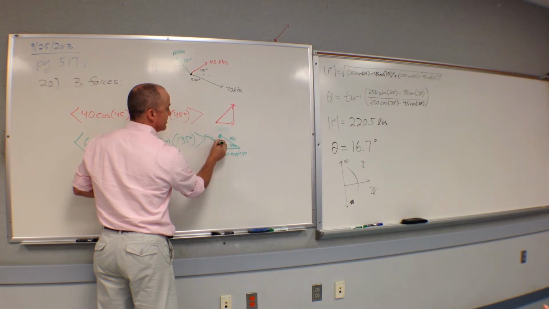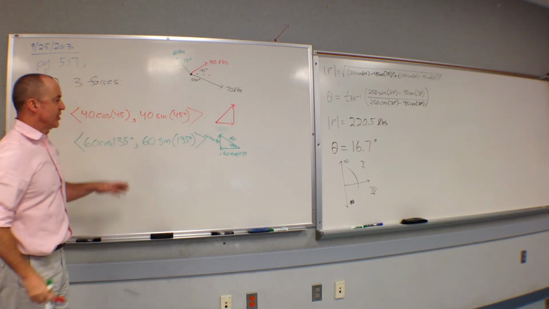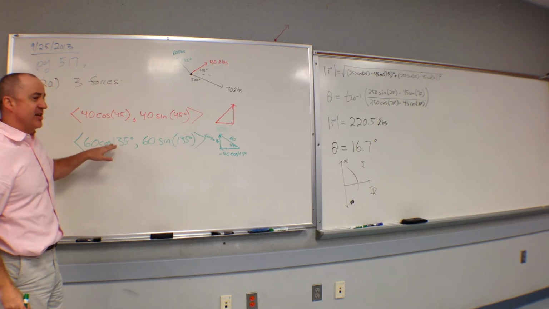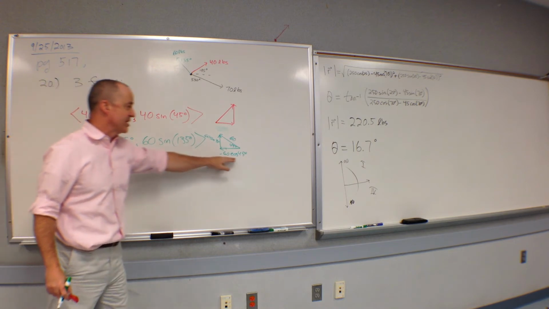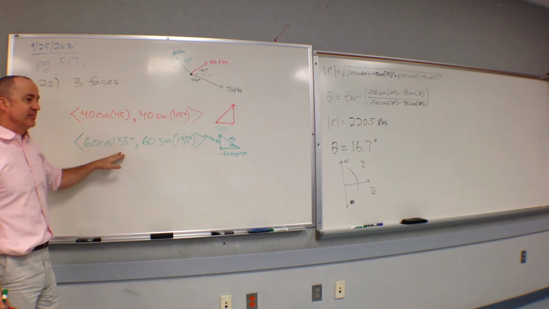60 sine 45. If you want to just put in 135, your calculator knows that 135 is in quadrant 2 and any cosines are negative. Oh, really? Yeah, so it'll do that for you. Oh. If you know the standard angle.